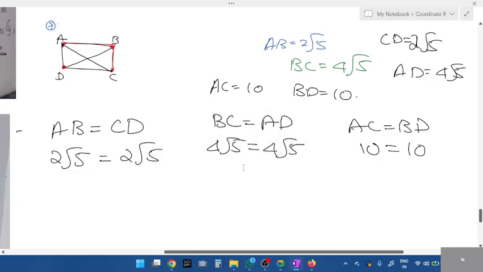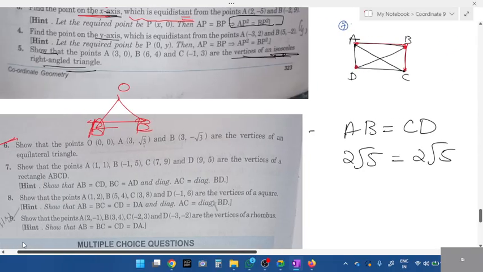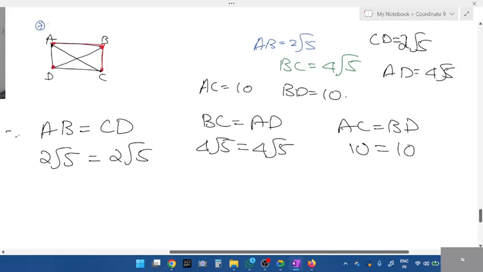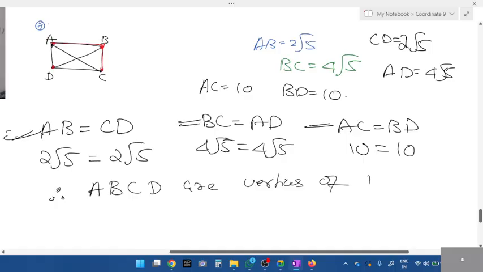I don't have space. Once you write all this, what is given here? Show that the points... Therefore, see, opposite sides are equal. Diagonals are also equal. Therefore, ABCD is a vertex of a triangle. Not triangle, rectangle. ABCD is a vertex of a rectangle.